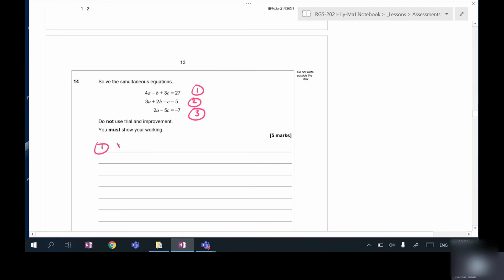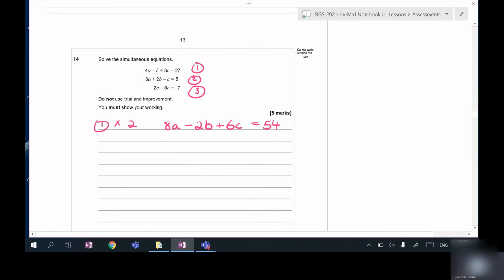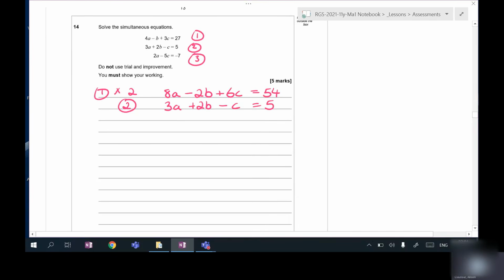So I'm going to double equation 1 to give me 8a minus 2b plus 6c equals 54. Equation 2, I'm just going to leave as it is: 3a plus 2b minus c equals 5. I'm now going to add those two together because then I can eliminate my b terms. So 11a plus 5c equals 59.